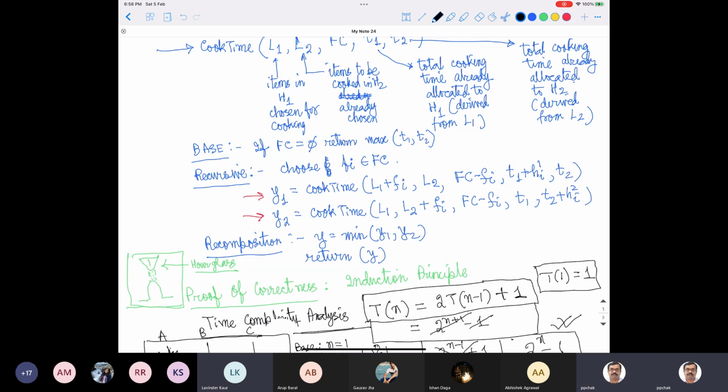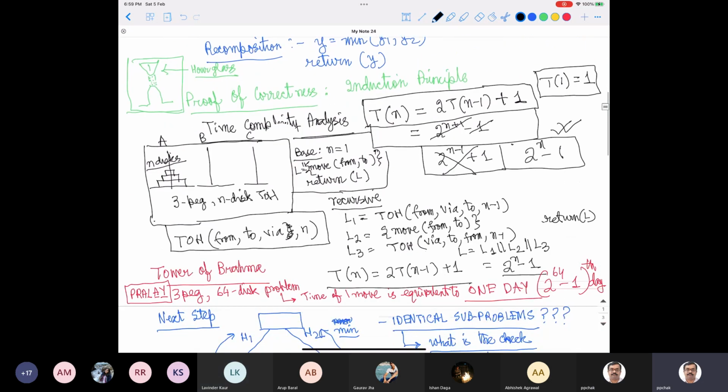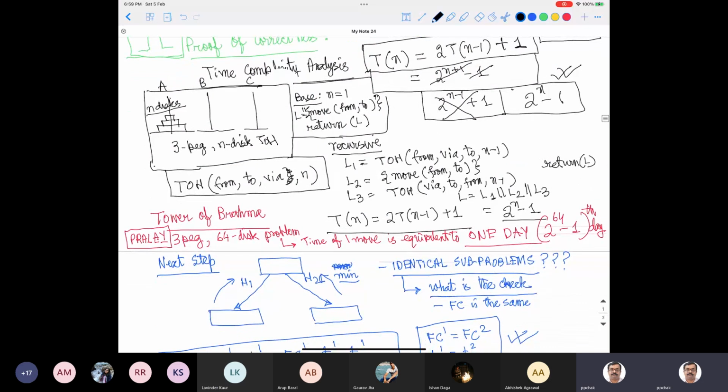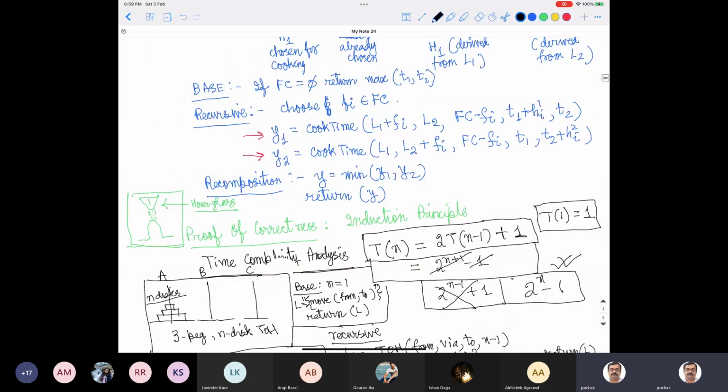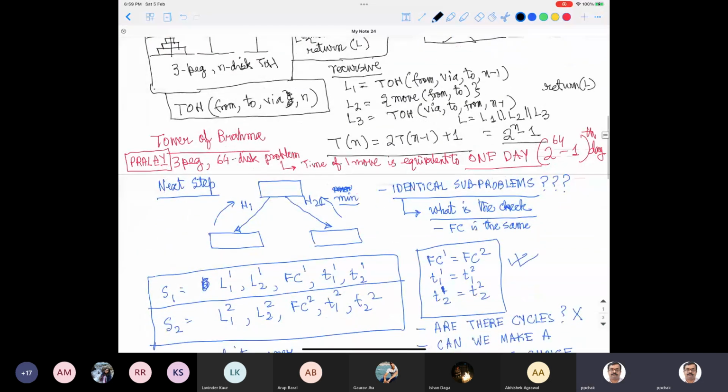Either I'll put it in H1 or H2. And then recursively, I know that this recursive call will give me the optimal value of this recursive call. Correct? Yes, sir. So now that it will give me the optimal value of n minus 1 elements, therefore the optimum value of n elements is also obtained by induction argument. Got it? Yes, sir. Because I know how to solve one less element, and where is that one less element coming from? We are removing it from FC. The size of FC is reducing. There are many ways to prove it by induction. Anybody else has any other question?